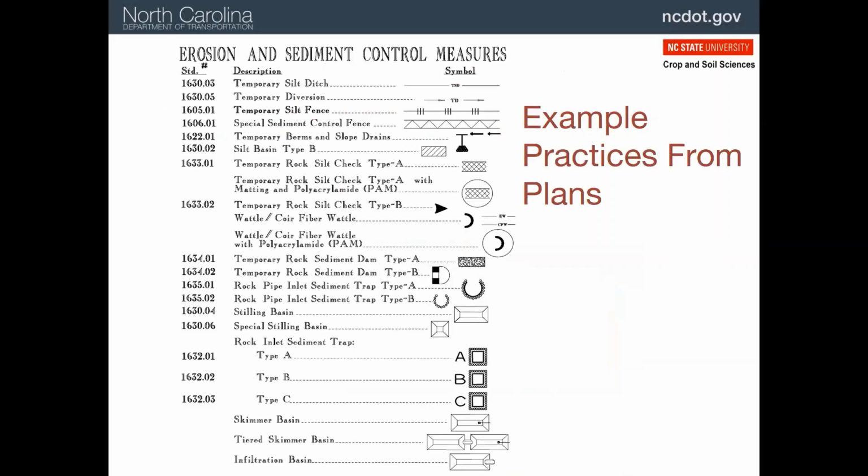Now, every construction project will have a set of erosion sediment control plans, which details what practices need to go where on the site. These are indicated as symbols, and there will be a key to these symbols on the plans, as you see here. All NCDOT projects will have the same symbols.